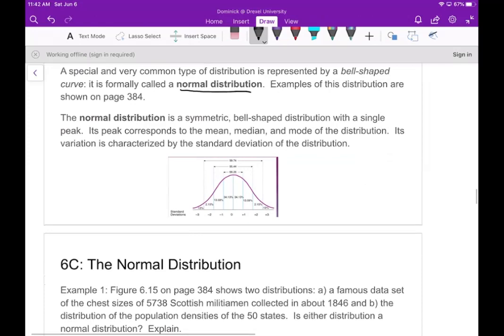Right, so the normal distribution is symmetric and it's bell-shaped with a single peak. Now, its peak, of course, since it's symmetric, represents the mean, median, and mode of the distribution. Now we talk about the variation described by the normal distribution by using its standard deviation.